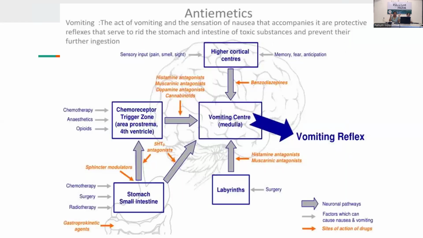Now this is a complicated slide. I have already explained this. If you look into this, you will understand what we told. This is the gist of what we told. Chemotherapy and anesthesia will affect the chemoreceptor zone, and it will affect the vomiting center, the reflex, and the higher cortical center: memory, fear, anticipation, all these things. Benzodiazepine. You can take a picture of this slide, or you can keep at least one of these slides in your mind. If you know that, it will be very easy.